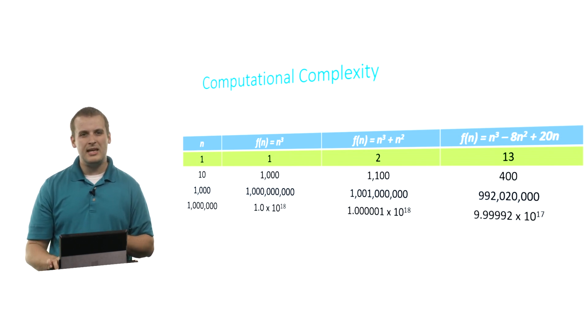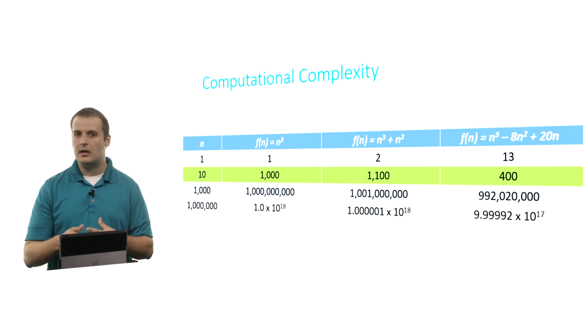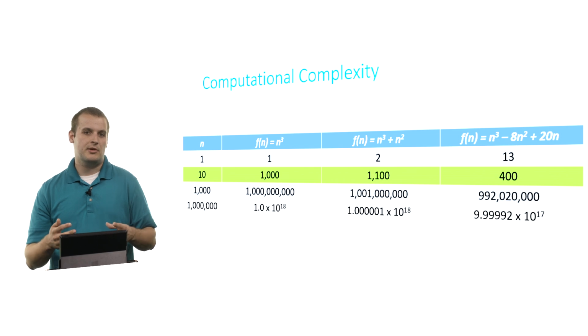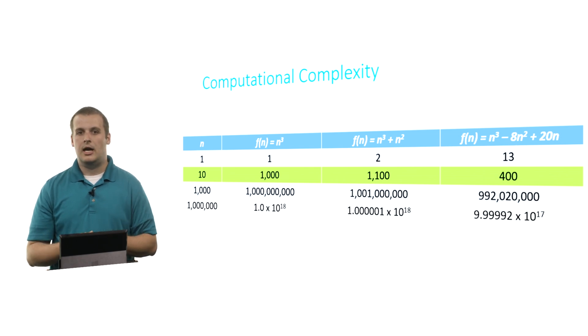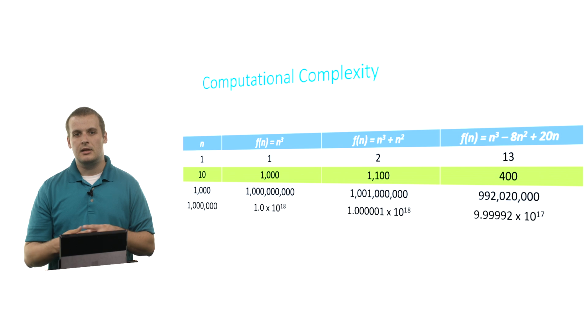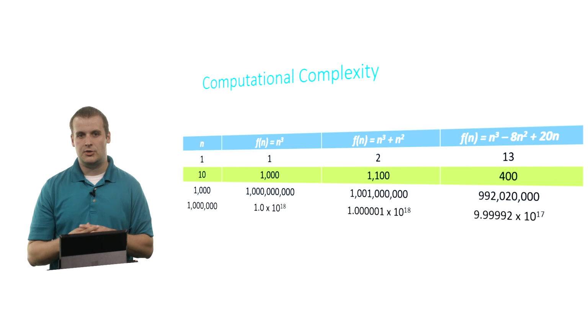If our data set is size 10, which is bigger but not necessarily huge, we can see that there's actually a bit of a difference, right? The third algorithm becomes more efficient. It takes about 40% of the amount of time. It takes 400 units of resources to process a data set of size 10, whereas the first algorithm, by contrast, takes 1,000 units of resources to process a data set of size 10.